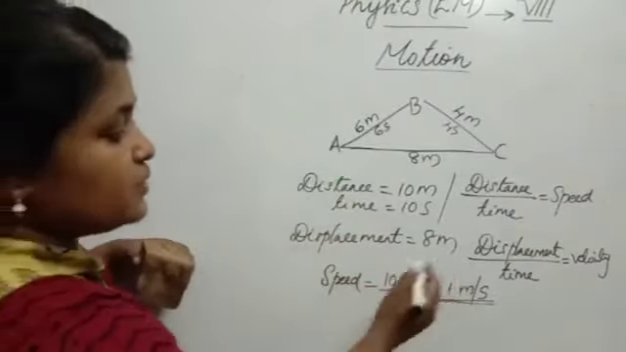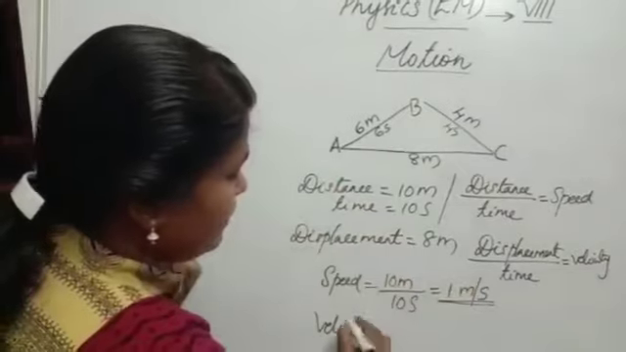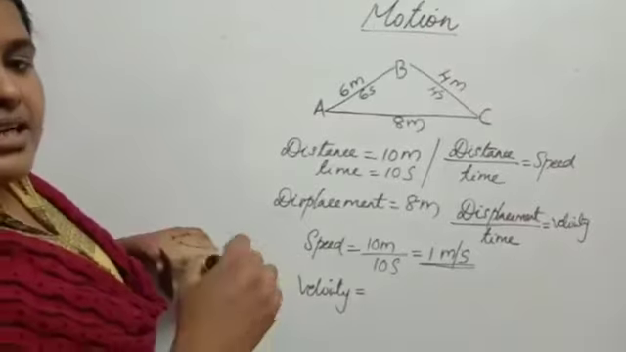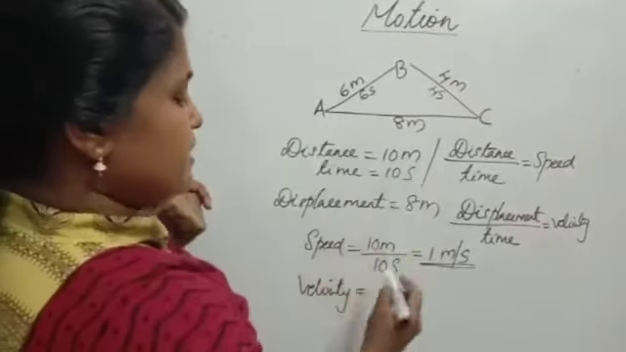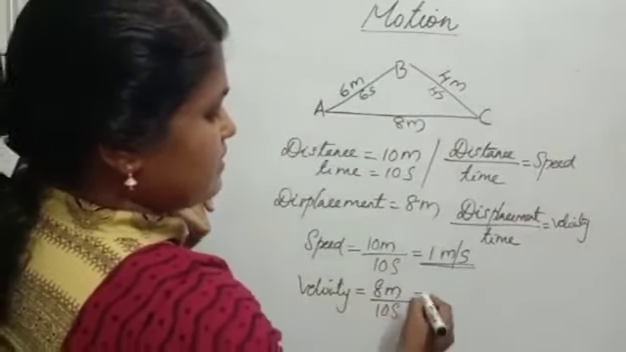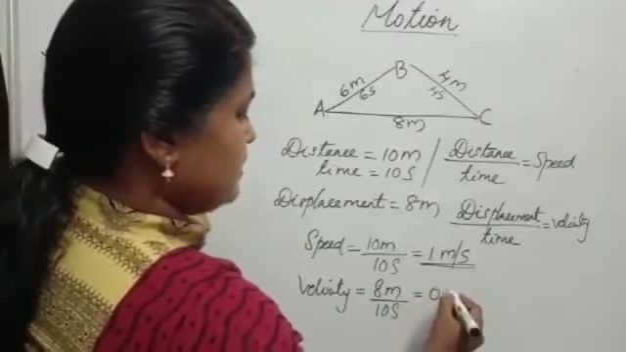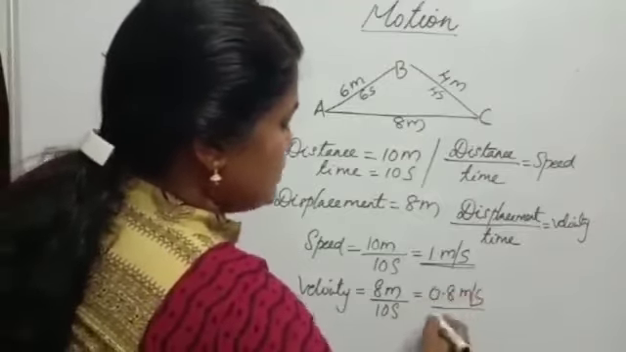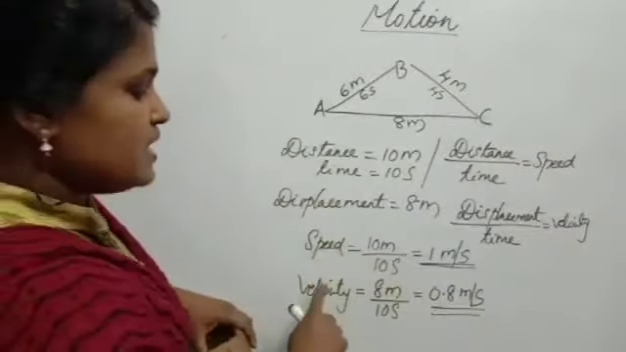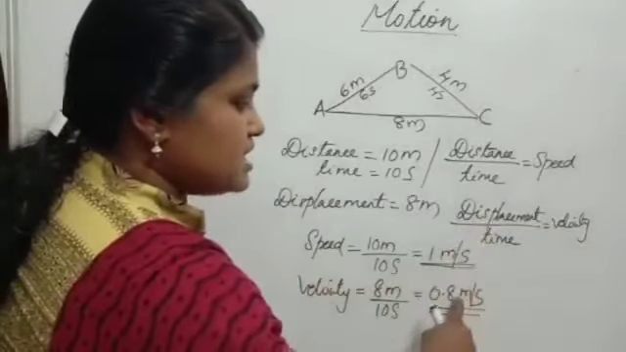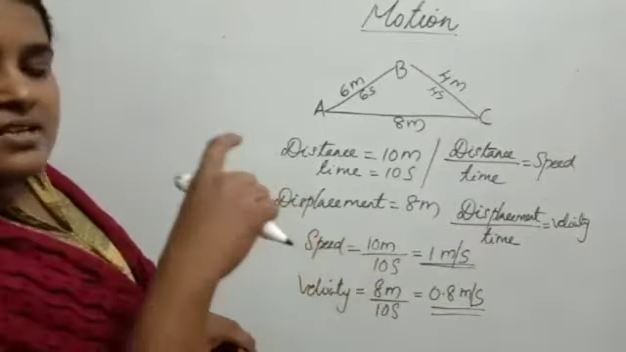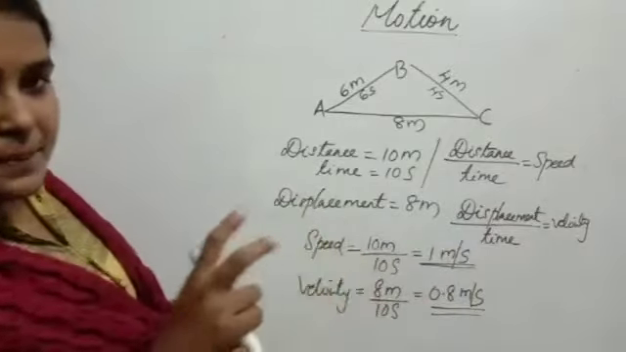Next about velocity. Velocity is equal to displacement by time. Here the displacement is 8 meter divided by the time is 10 seconds. So it is 0.8 meter per second. So this is the velocity. Here also the same unit, meter per second, because the unit of displacement is meter and the unit of time is second. So both speed and velocity have the same unit, meter per second.